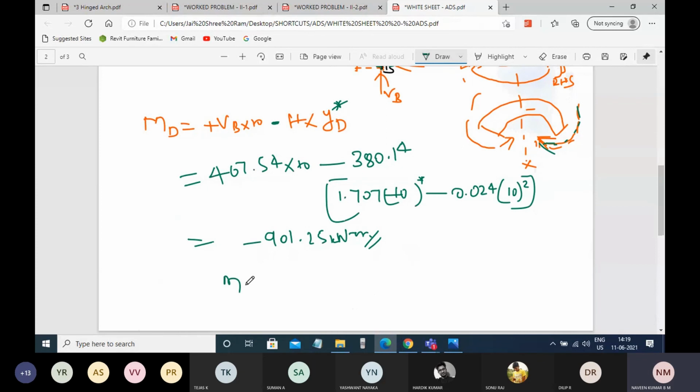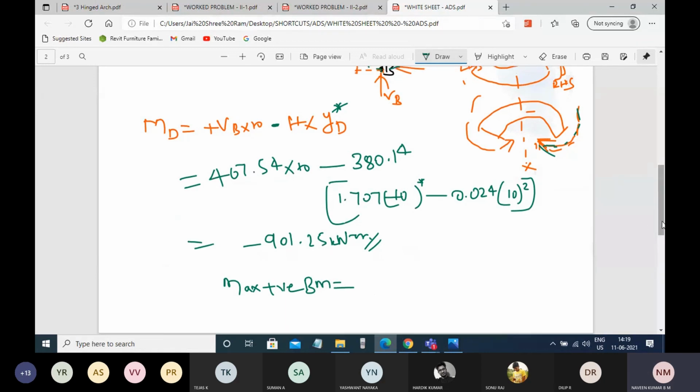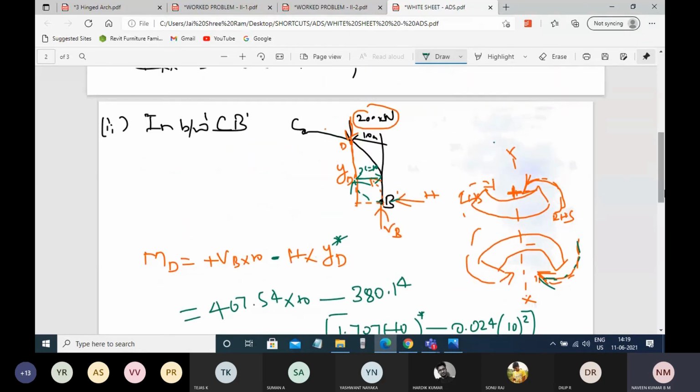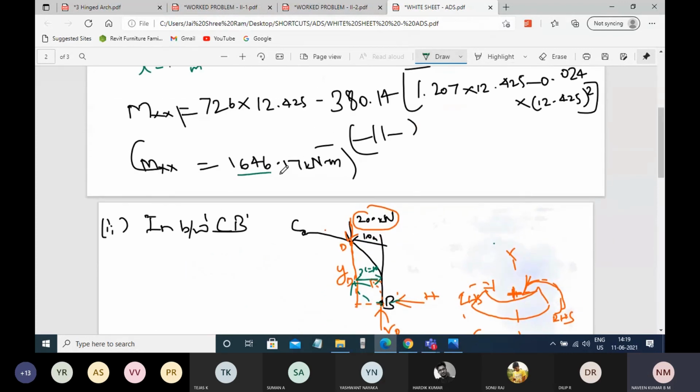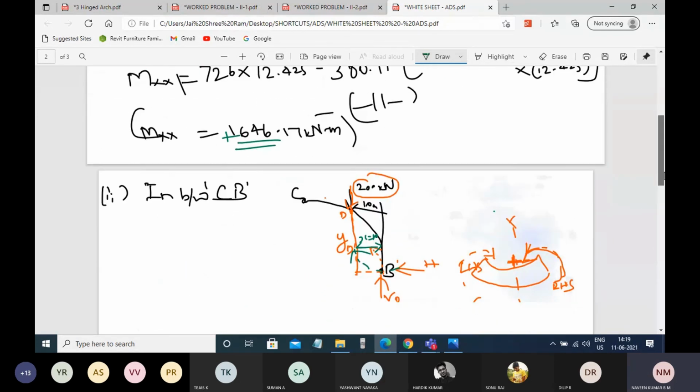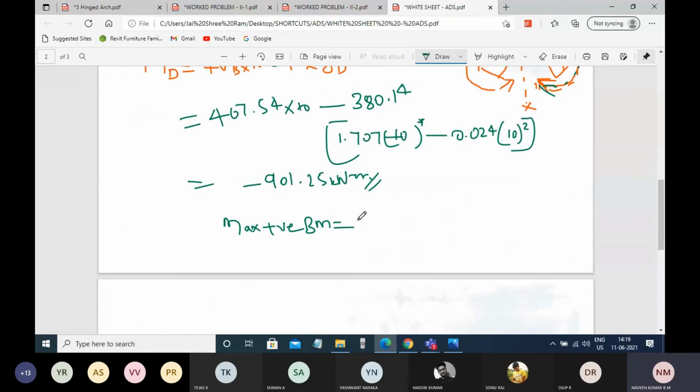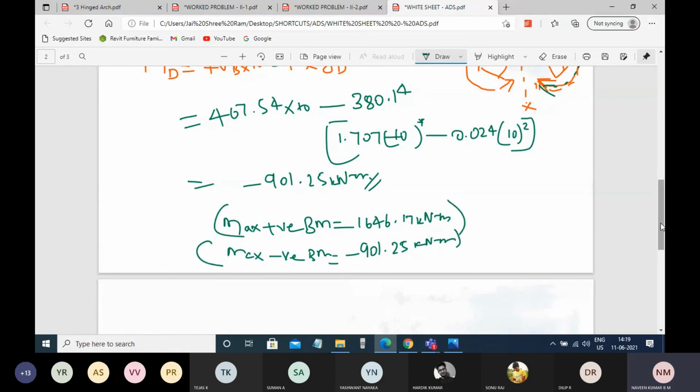So now we can tell that the maximum positive bending moment is equal to 1000 something, 1646 I think. Yeah, so this is in terms of positive, so we can consider it as the maximum positive moment. How much is it? 1646.17 kilonewton meter. So the maximum negative bending moment is minus 901.25 kilonewton meter. Okay, if you want to draw the bending moment diagram, that is also possible.